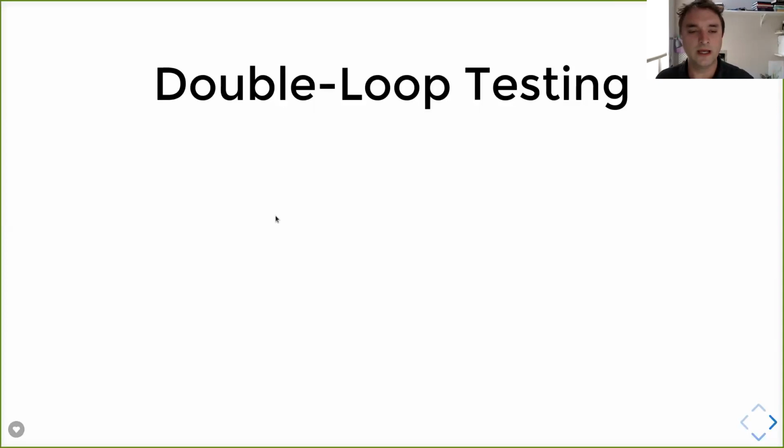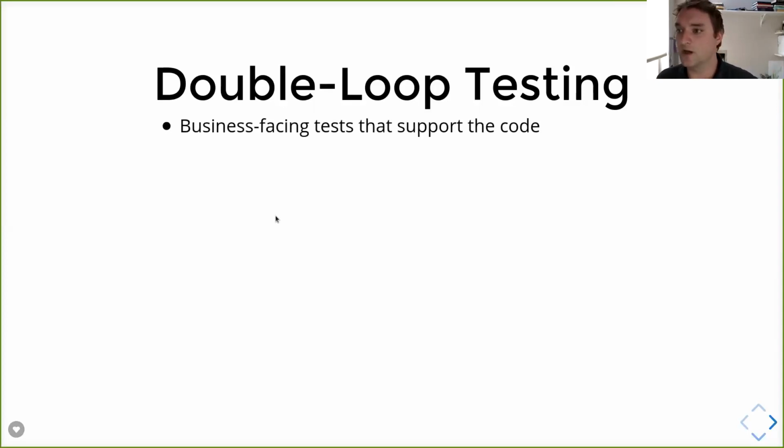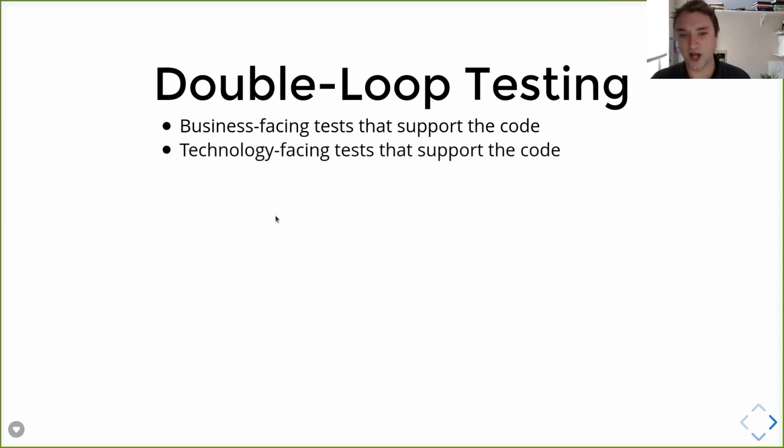And then one more thing, which you don't have to do with BDD but is fairly common, is double loop testing, which I'm going to be demonstrating today. In agile testing, there are 4 different types of tests. It's a matrix of business-facing tests and technology-facing tests, and tests that support the code and tests that critique the product. So all of our BDD tests are business-facing tests that support the code, but technology-facing tests that support the code is traditional TDD. And so we also do that.